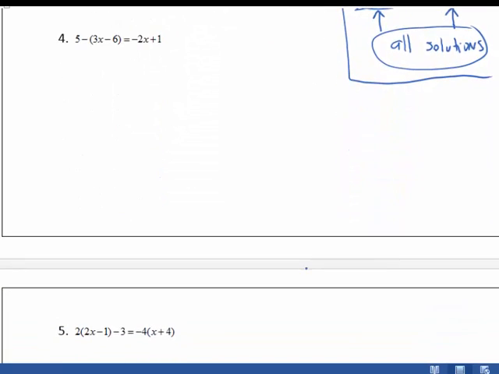Okay, moving along. Problem number 4. First step, again, is to distribute. Now be careful with this negative. I see mistakes with this all the time. You got to distribute a negative. If you want, you can put a 1 in front of there. Think of it as distributing negative 1. 5 minus 3x, when I distribute the negative to 3x. Negative 1 times negative 6, positive 6. Or another way to think about it is that negative out front changes the sign of everything inside. The 3x was positive, now it's negative. The 6 was negative, now it's positive.